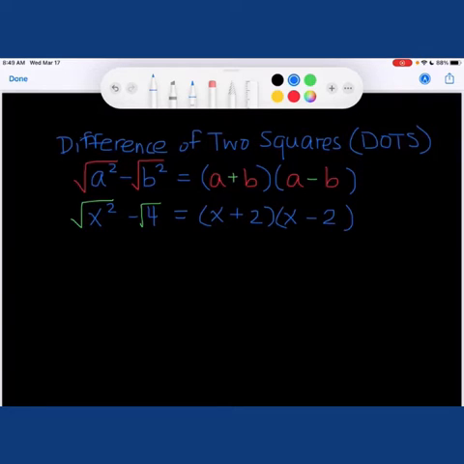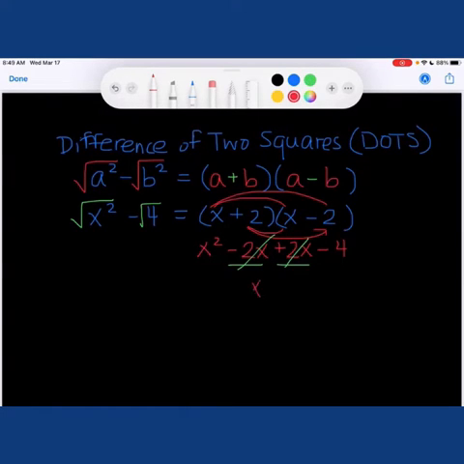And you can check that by distributing it. So x times x is x squared. x times negative 2 is negative 2x. 2 times x is positive 2x. 2 times negative 2 is negative 4. And what you'll notice here is we've got a negative 2x plus 2x, and those cancel out. So we end up with x squared minus 4, which is what we started with to begin with. So we know that this is the correct factorization.